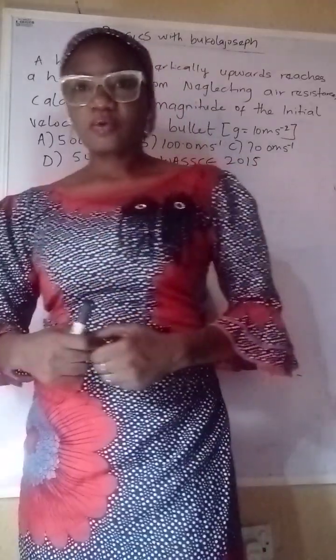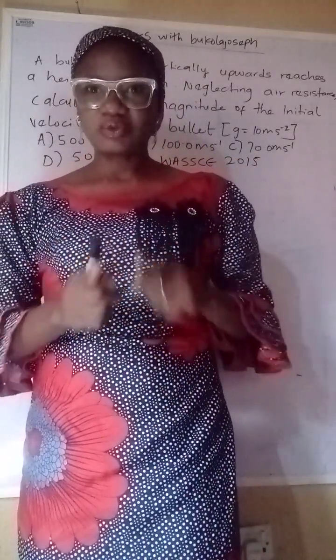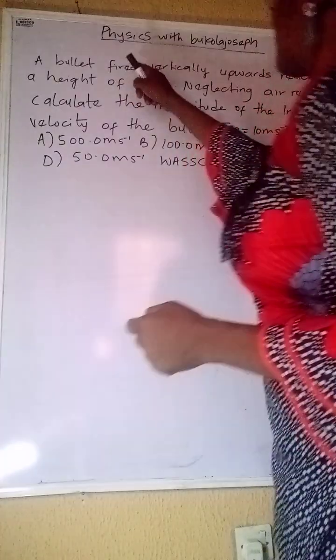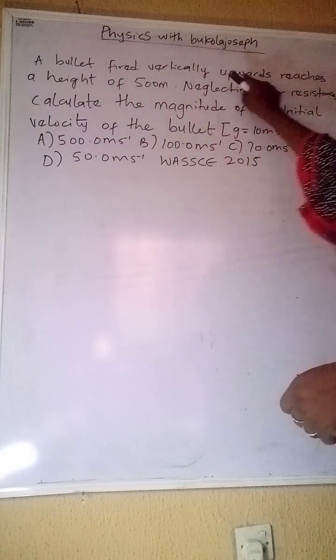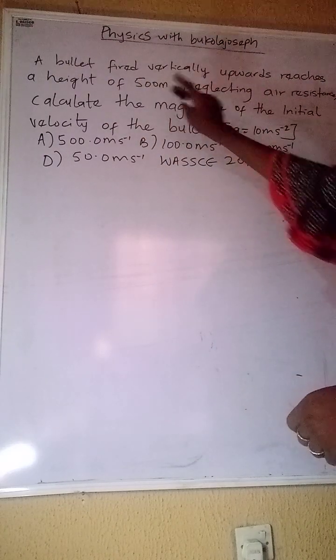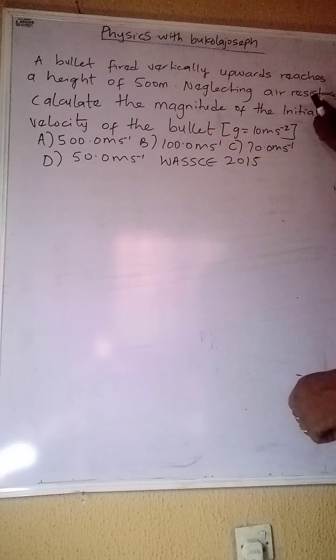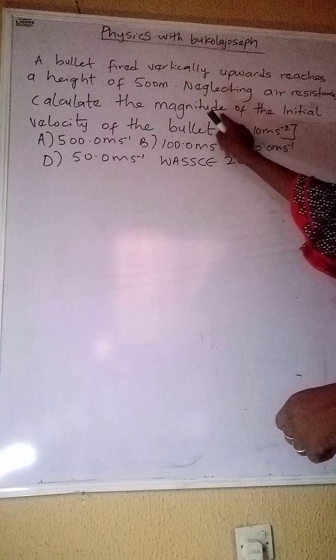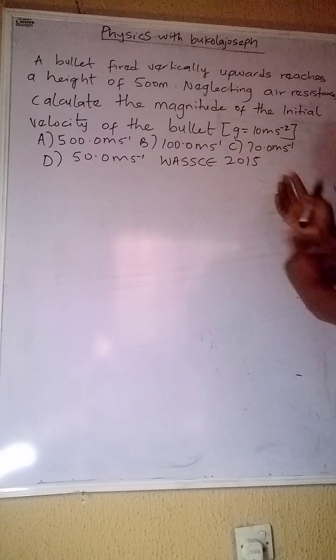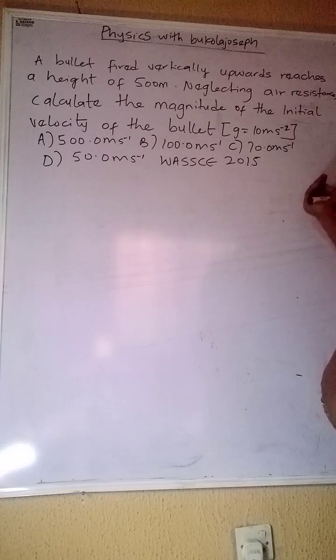We're going to be solving a WAEC question. Let me read the question and then we'll tackle the problem together. I read: a bullet fired vertically upward reaches a height of 500 meters. Neglecting air resistance, calculate the magnitude of the initial velocity of the bullet. Take g equal to 10 meters per second squared.